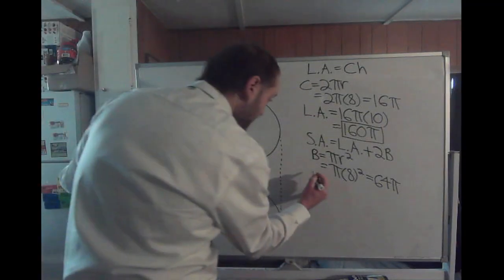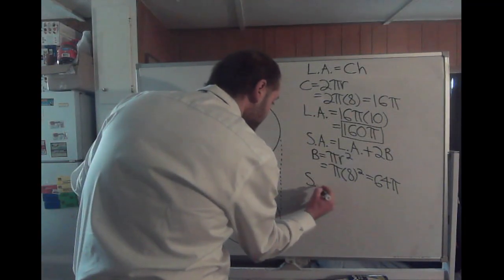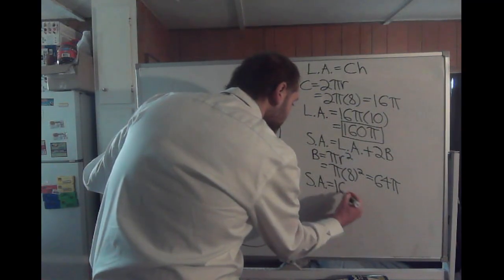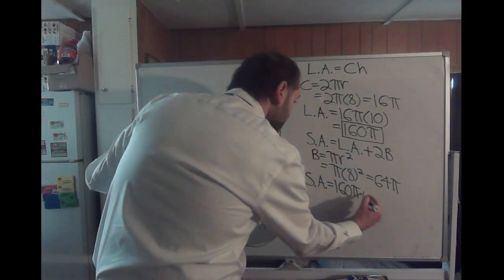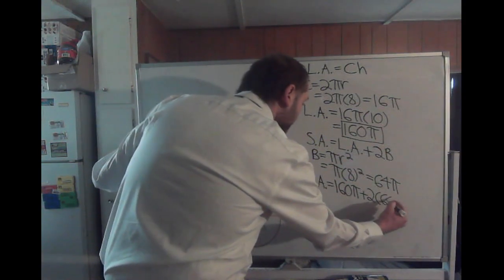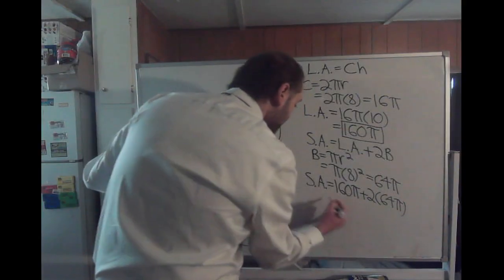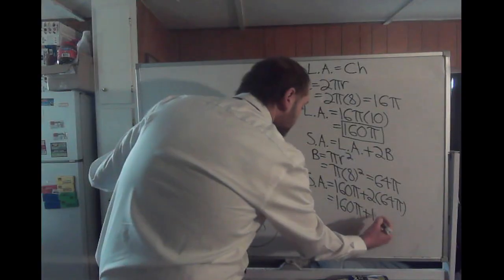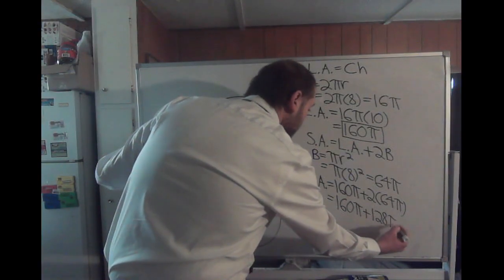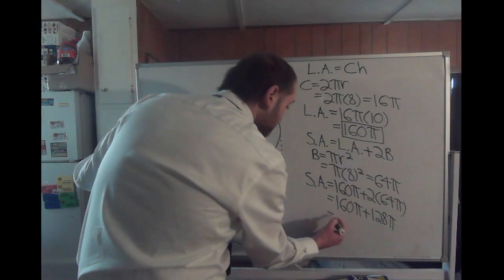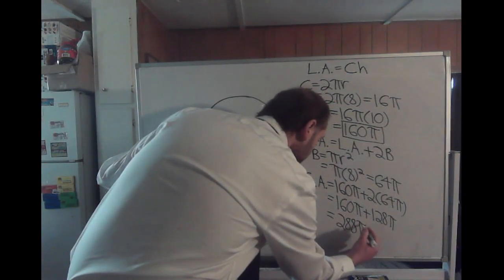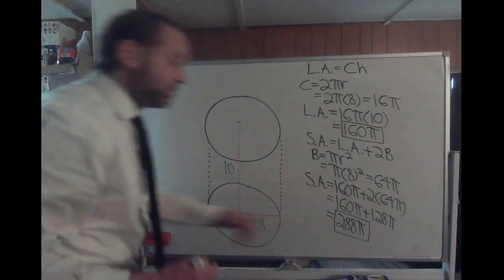And then now, since we know the base area, we can proceed to finding the surface area. So that's going to equal the lateral area of 160 pi plus 2 times the base area of 64 pi, which would equal 160 pi plus 128 pi. So that would give you a total surface area of 288 pi square units. So the surface area for the cylinder would be 288 pi square units.